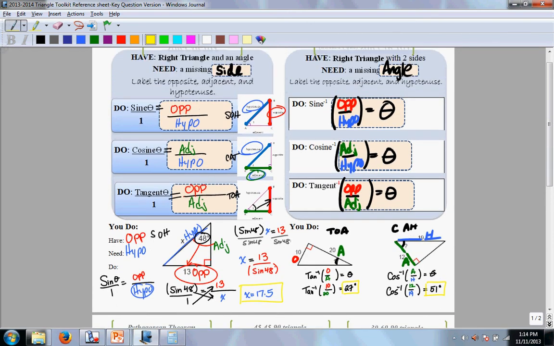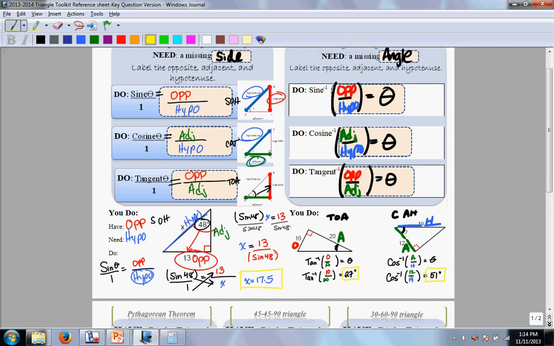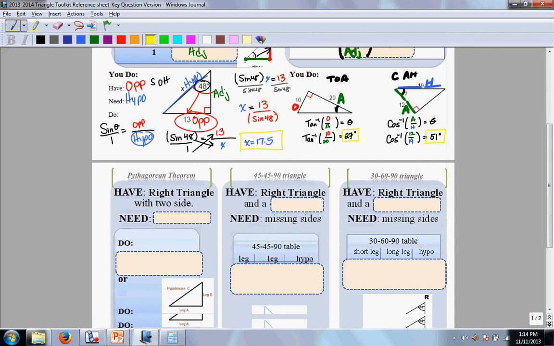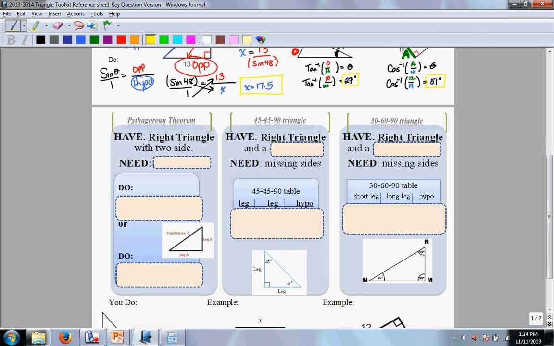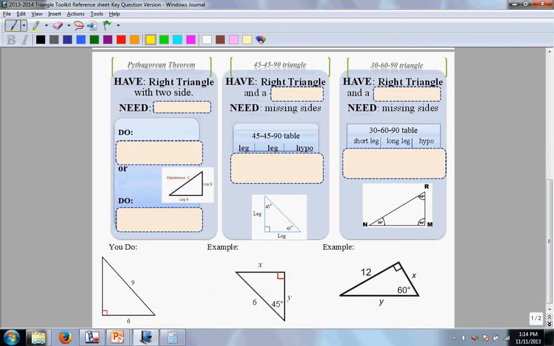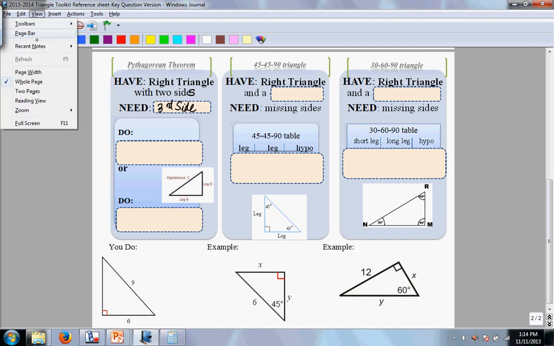Okay, so that's the two different variations of SOHCAHTOA. You use this when you have a right triangle and an angle, you need a side, or you have two sides and you need an angle. Now in the back, we have some particular shortcuts. Pythagorean Theorem. If you have a right triangle with two sides and you need a third side, that's when you use Pythagorean Theorem. If you have two sides and you need a third side, you use Pythagorean Theorem.